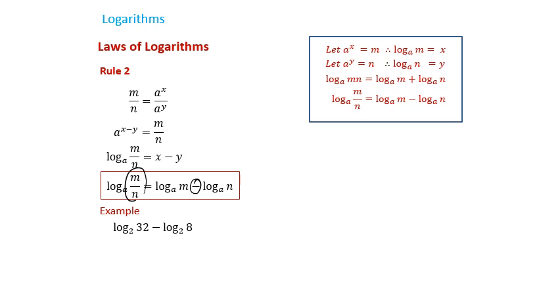Here's an example. So if we've got log 2 32 minus log 2 8, what we notice is same bases. Where you've got the same bases and a minus, we divide 32 by 8, and that's going to give us log 2 4. Turns out that's equal to 2.